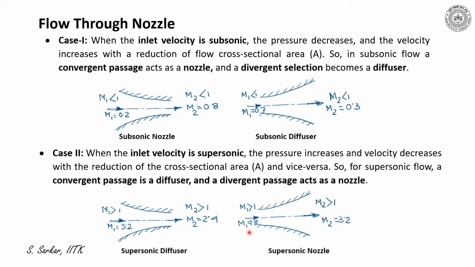Similarly, if we take a divergent section and the inlet speed is supersonic, suppose if M1 is 1.8, then M2 would be equal to 3.2. Therefore, for this divergent section, for supersonic flow, the speed of air has increased. Therefore, the pressure has decreased. So this will act as a nozzle. So I have stated here this divergent section as supersonic nozzle.